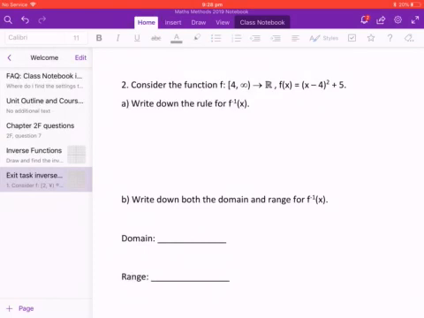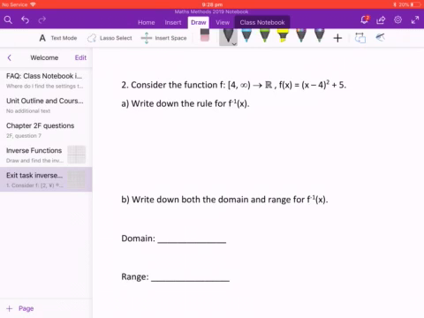All right, we're going to do question 2 together. This time we're not required to graph this function. Okay, so we need to first find the inverse function and then state the domain and range of the inverse function. Okay, so first of all, what you need to know is roughly what this graph looks like.